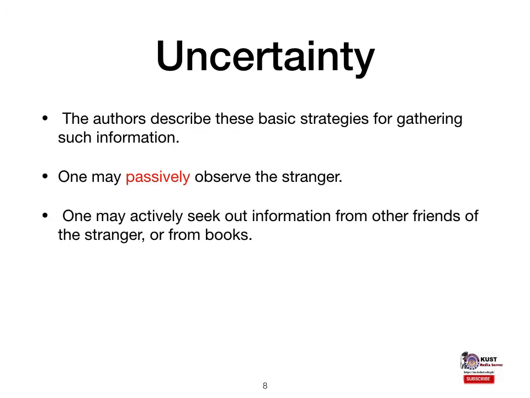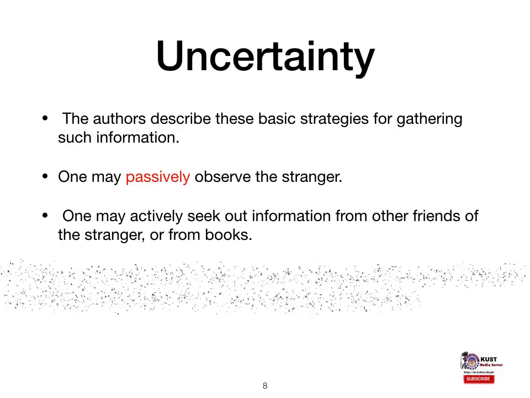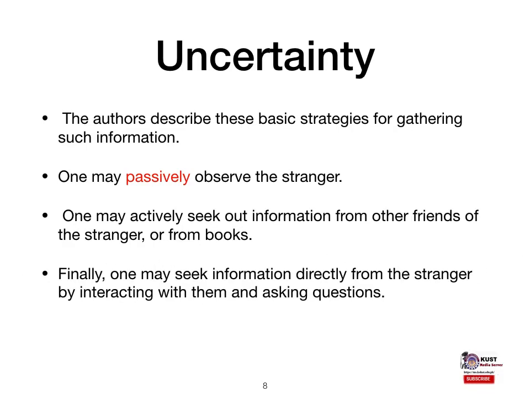Then the second one is one may actively seek out information from other friends of the stranger or from books, or maybe you know people who can tell you about how people interact here, what people like, what they don't like. So that's very important to kill the uncertainty bit of it. And then finally, one may seek information directly from the stranger by interacting with them and asking questions. That's much more appropriate. That's much more direct. It will give you a wider perspective.